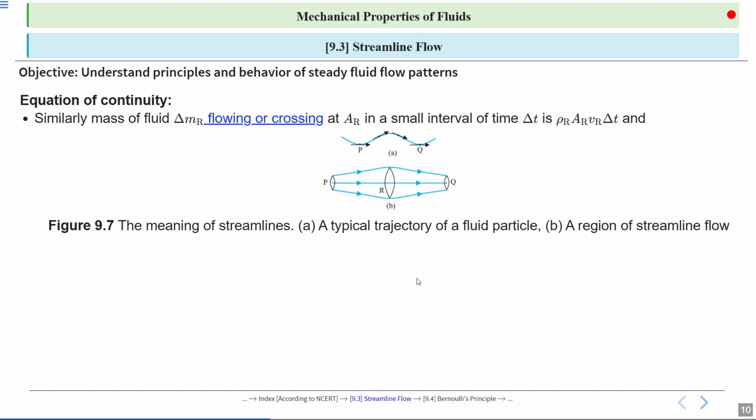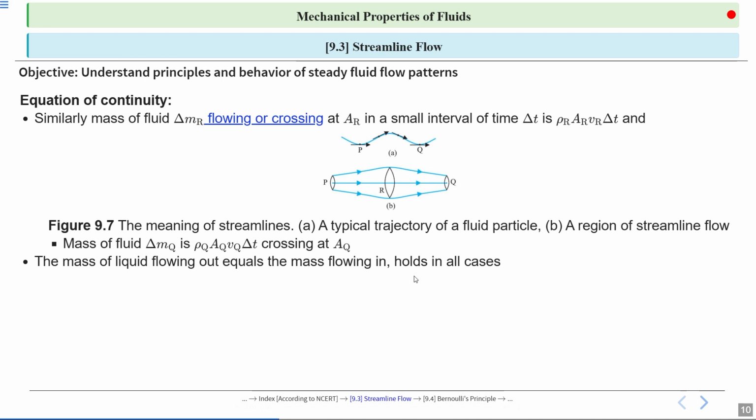Alright, so similarly, the mass of fluid delta m_R flowing or crossing at A_R in a small interval of time delta t is rho_R A_R V_R delta t. Alright, and the mass of fluid delta m_Q crossing at A_Q is rho_Q A_Q V_Q delta t. Alright, the mass of liquid flowing out equals the mass flowing in holds in all cases.